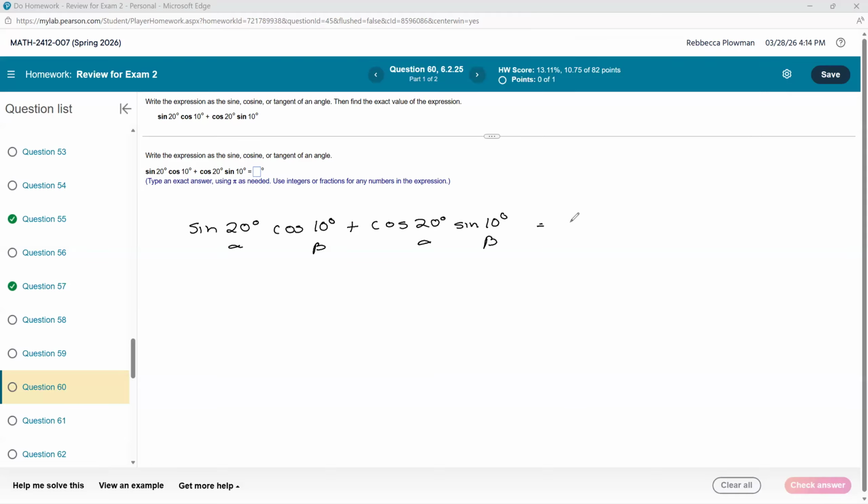Well, that is just going to be sine of alpha plus beta, which is going to be 20 degrees plus 10 degrees. So this can combine into just sine of 30 degrees. And sine of 30 degrees is just going to be your 1/2. So we can find the exact value of sine 20 cosine 10 plus cosine 20 sine 10 by just going backwards with the identity.